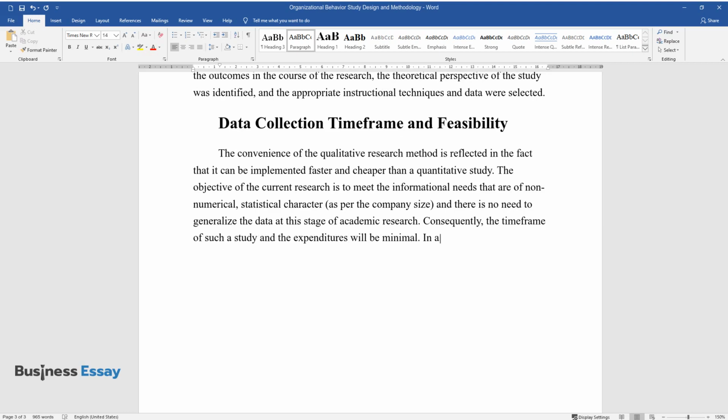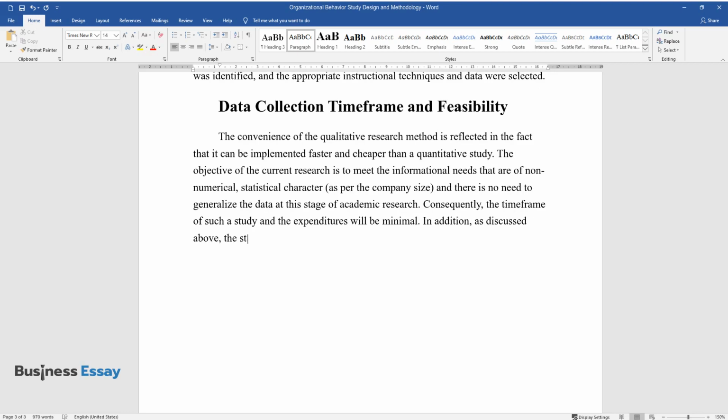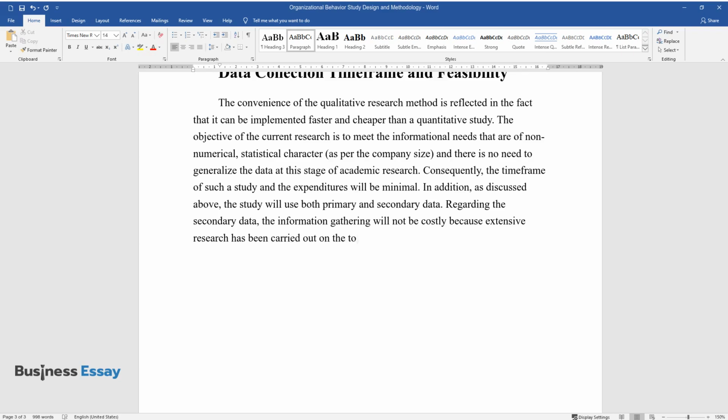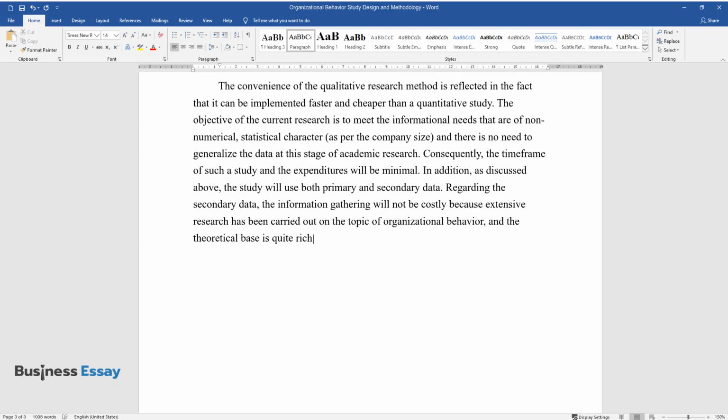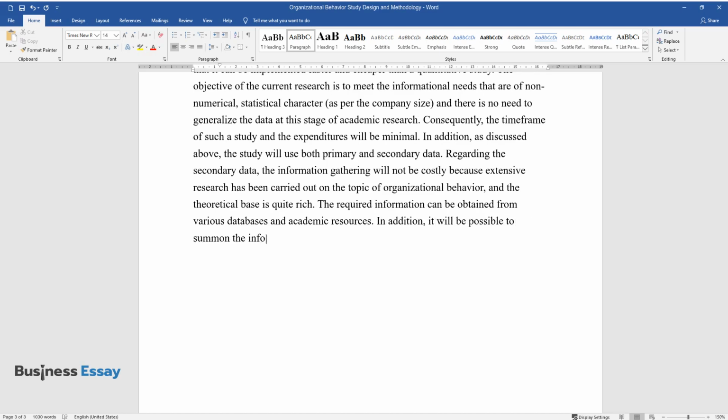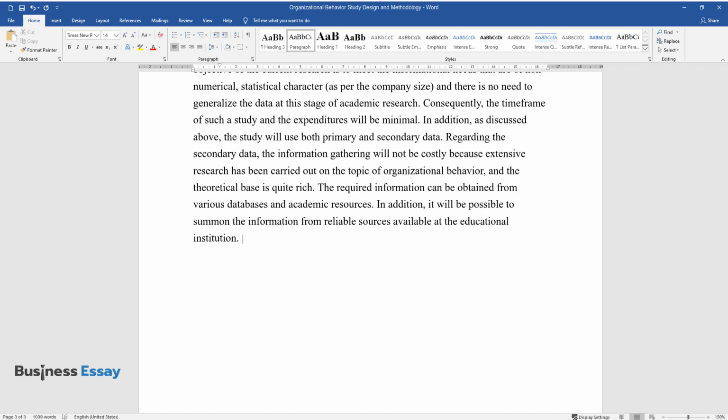In addition, as discussed above, the study will use both primary and secondary data. Regarding the secondary data, the information gathering will not be costly because extensive research has been carried out on the topic of organizational behavior, and the theoretical base is quite rich. The required information can be obtained from various databases and academic resources. In addition, it will be possible to summon the information from reliable sources available at the educational institution.